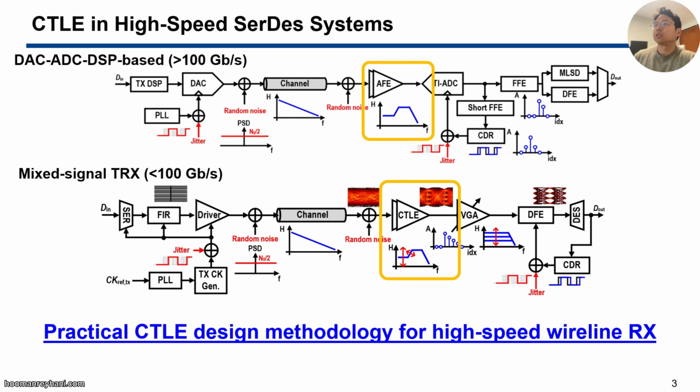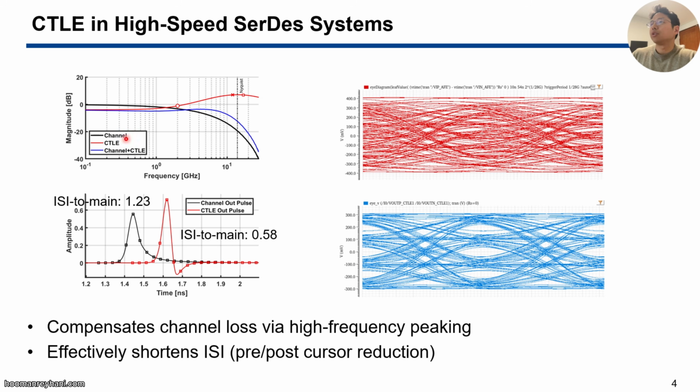high-speed wireline receivers. As shown in this figure here, the channel typically behaves like a low-pass system, so higher frequency components experience more loss than low-frequency components. The CTLE compensates for this frequency selective loss by boosting high-frequency components, which effectively reduces the inter-symbol interference cursors in the pulse response if you look at the pulse response shown here in the time domain. As a result, the eyes become much more open after CTLE is applied.